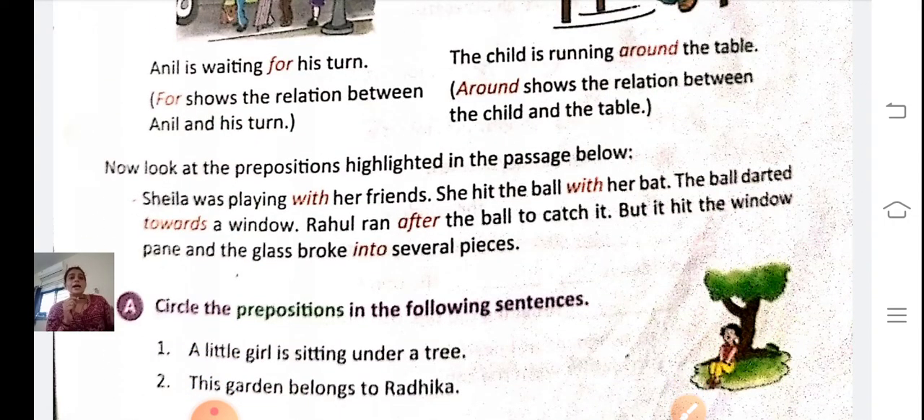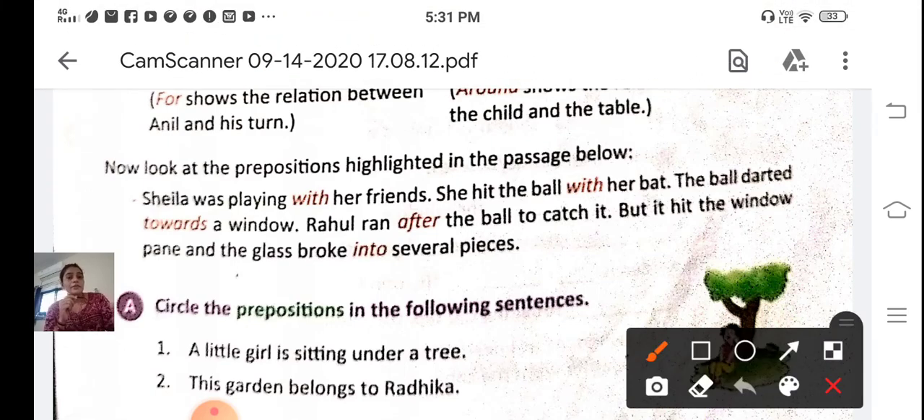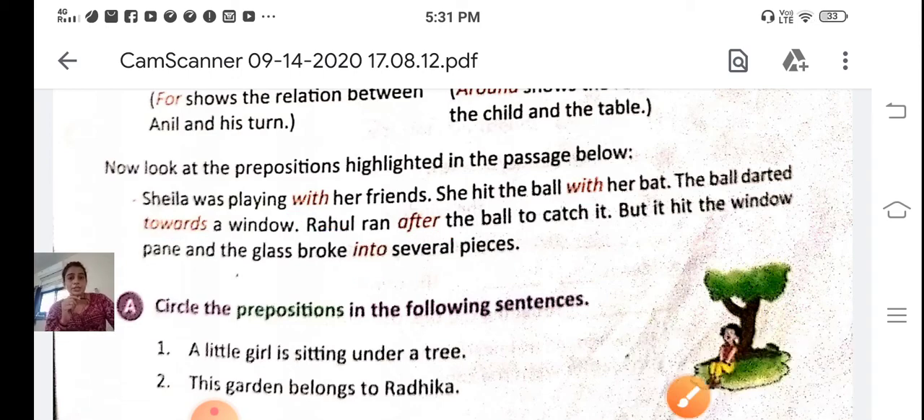Now look at the prepositions highlighted in the passage below. Shayla was playing with her friend. She hit the ball with her bat. The ball darted towards a window. Rahul ran after the ball to catch it, but it hit the window pane and the glass broke into several pieces. So in this passage, you can see with, after, into, towards, these all words are prepositions.